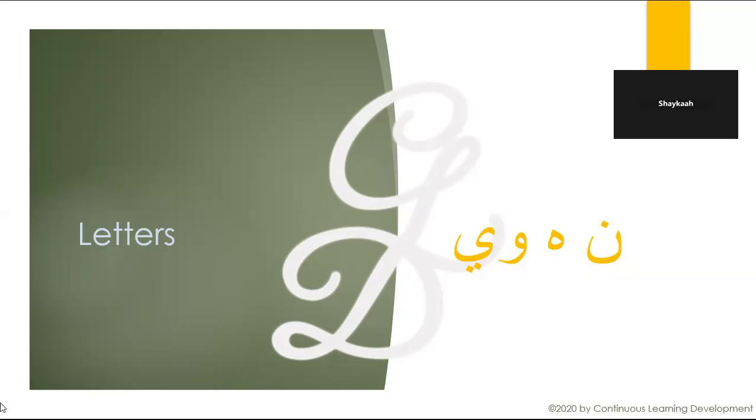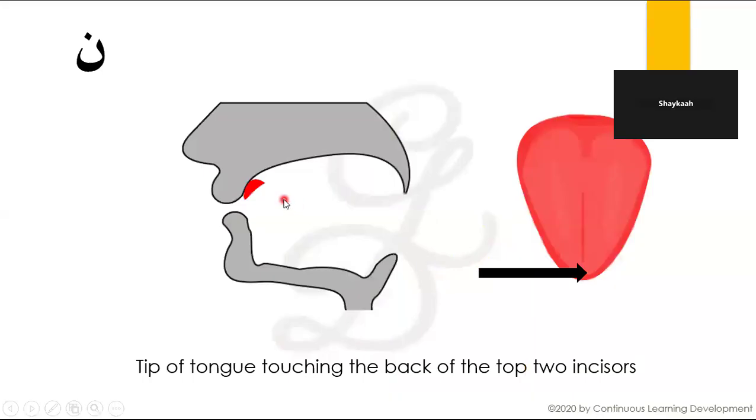Today, inshallah, we're going to go through the last four letters that we have, which are Noon, Ha, Waw, and Ya. For the letter Noon, we're going to use, again, just the tip or the front part of the tip of our tongue and touch it at the back of the top two incisors.